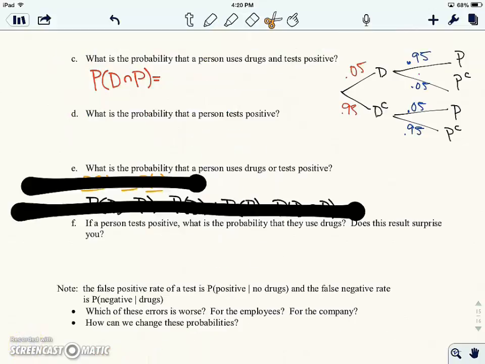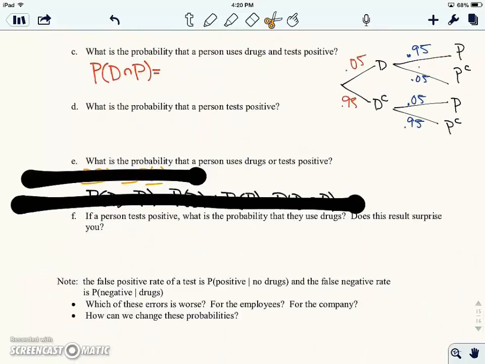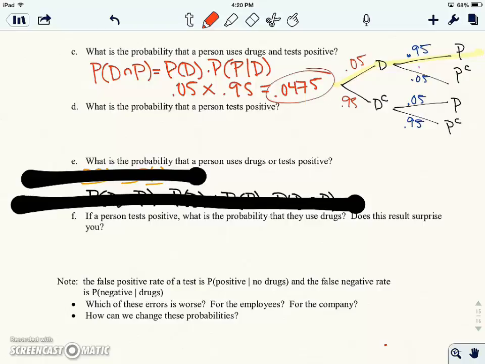I went ahead and just copied the tree from up here into this corner so we can look at it. And the first question said was, what is the probability that a person uses drugs and tests positive? So drugs and positive. That's the multiplication rule. So that's the probability of drugs times the probability of positive given drugs, which would be this little bit right here. So you don't always have to write these formulas out, but that's the formula. So drugs is 0.05 times positive given drugs, that's 0.95, and the probability of doing both, 0.0475.